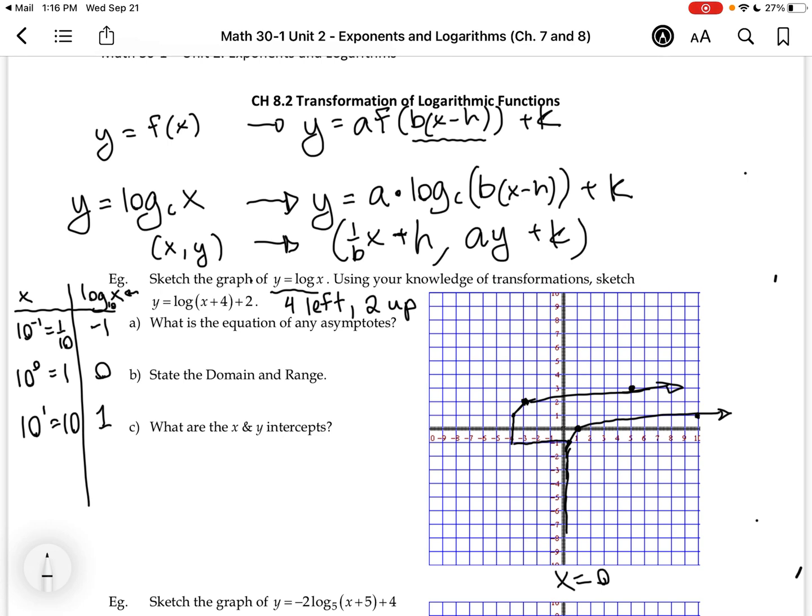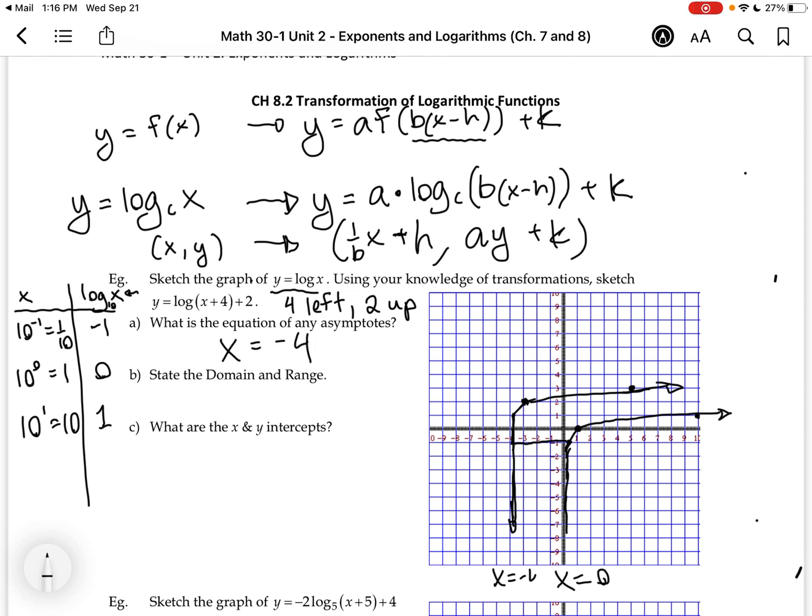And then on this end, it's going to shoot down along here, right? So that vertical asymptote will also move 4 left, and this is the line x equals -4. Okay, so that's part A. What is the equation of the asymptotes? That would be x equals -4.